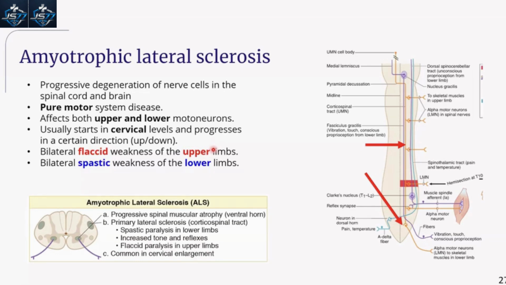So if the lower motor neurons are involved, you'll see flaccid paralysis, flaccid weakness. For lower limbs, the lower motor neurons are found way down, way more inferiorly. So in the cervical region, it's going to be the upper motor neurons for those limbs specifically that are deficient. So we're going to see spastic weakness for the lower limbs. Unfortunately, as it progresses, everything becomes flaccid because all lower motor neurons are going to be affected eventually.